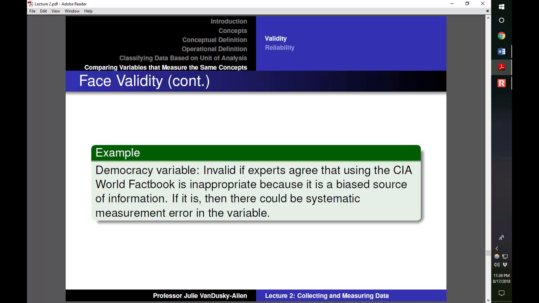For example, we talked about how it could be possible that the CIA World Factbook was biased and could lead us to miscode some non-democratic U.S. allies as democracies. If this is the case, then the democracy variable would fail the face validity test and would be considered an invalid measure of democracy.